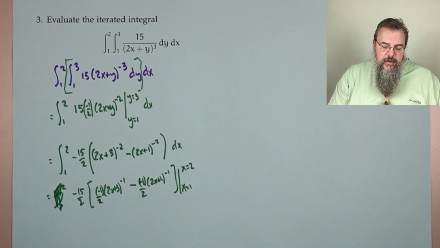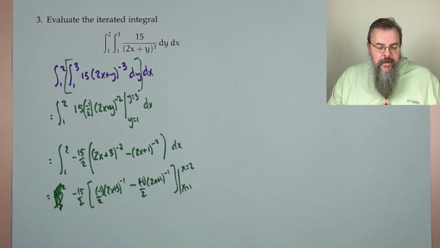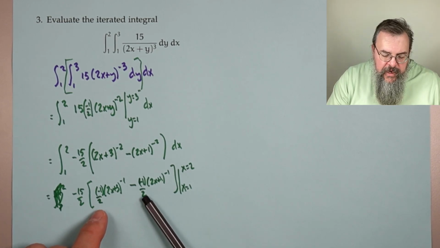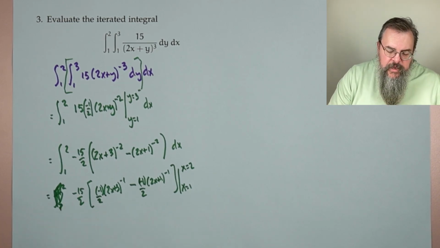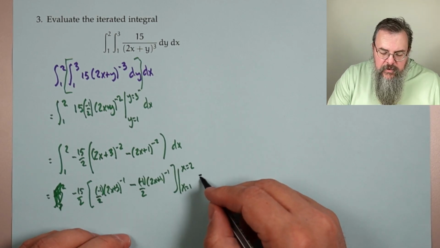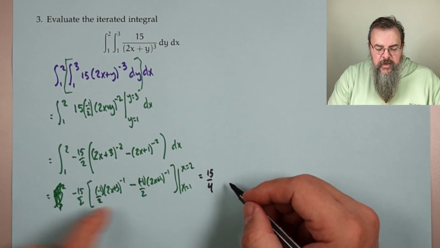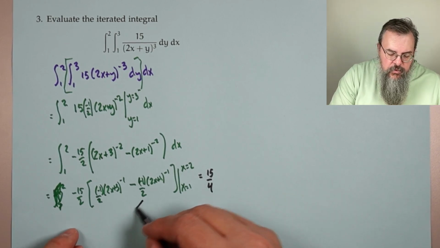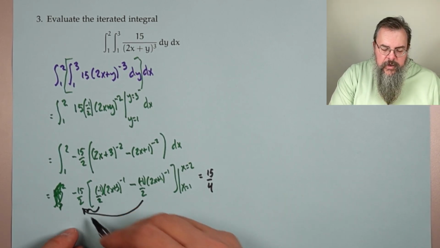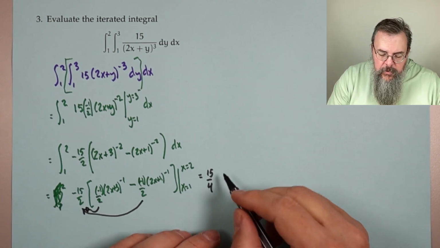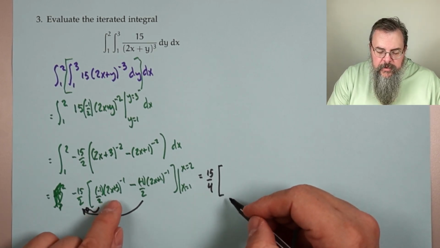Okay, good, good. Now we can do a few things. We can say, well, we have negative halves in both terms. We can go ahead and pull that all the way out to the front. So we have 15 over 4. That's where that's coming from. And now we do our evaluation.